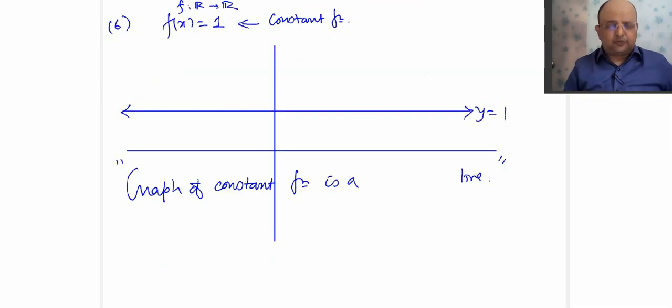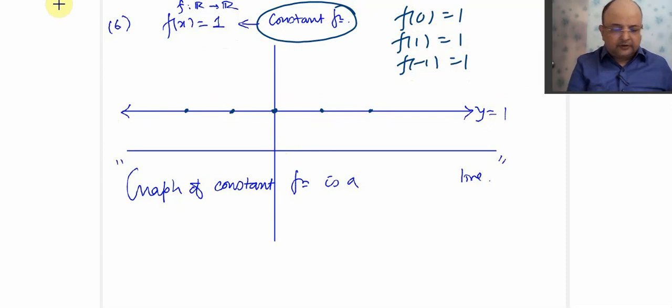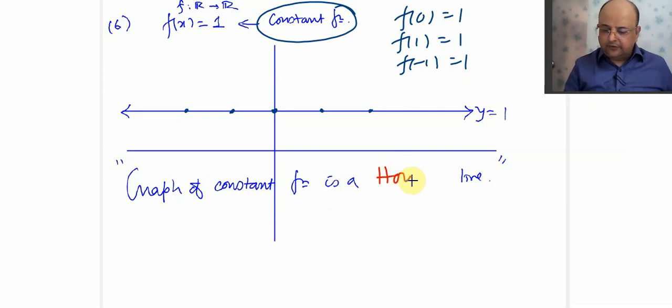Well, f of x equals 1. You know that f is a function from R to R. f of x is a constant function and its value is 1. So f of 0 is 1, f of 1 is 1, f of 2 is 1, f of minus 1 is 1, f of minus 2 is 1. So the graph of a constant function is always a horizontal line. Am I right? You should know this.